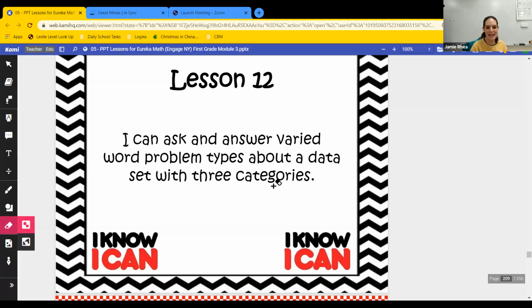Today on lesson 12, I can ask and answer varied word problem types about a data set with 3 categories. Okay, so that sounds really confusing, but it's not. Basically, you're going to have a data table with 3 choices like we've been doing, and you're going to be able to ask questions about it and answer questions about it. And what it means in word problem types is it's going to ask us questions like it would in a word problem. We do those every day. So this isn't anything new.